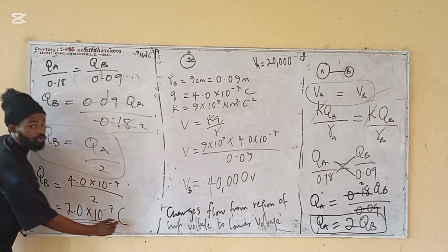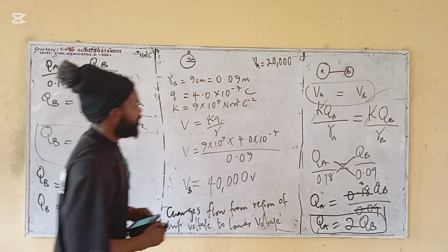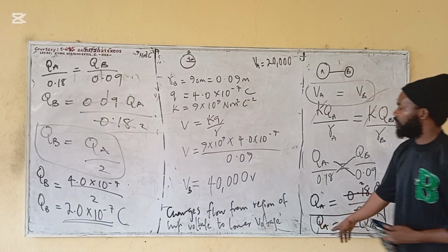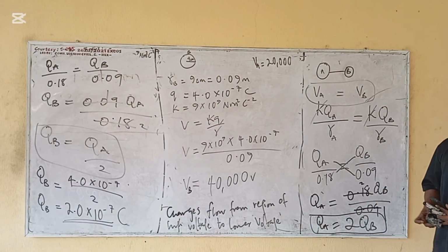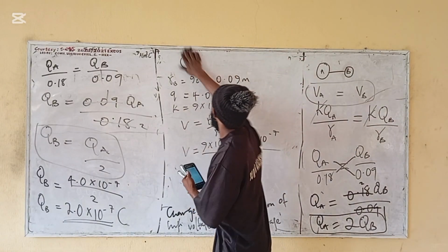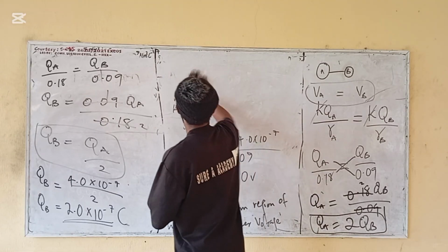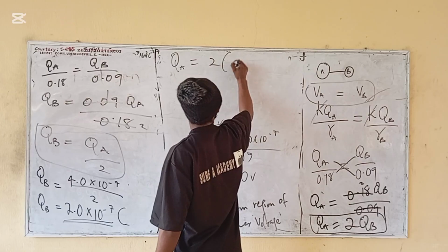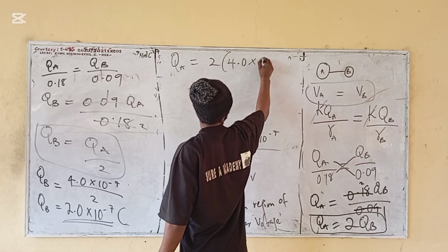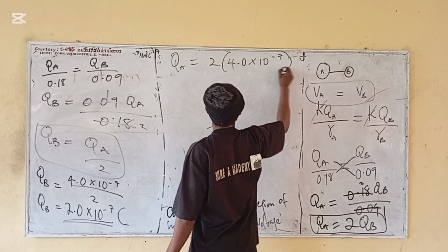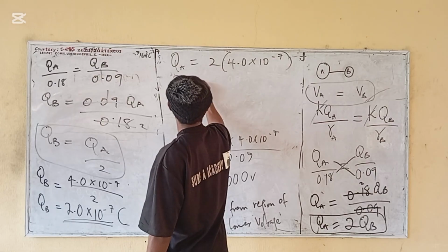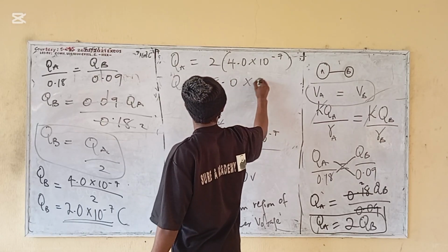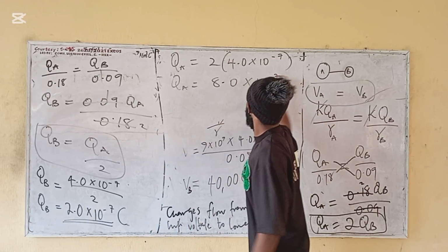And you know that it's going to be in coulombs. Why? QA will simply be 2 times 4.0 times 10 raised to the power minus 7. So 8.0 times 10 raised to the power minus 7.